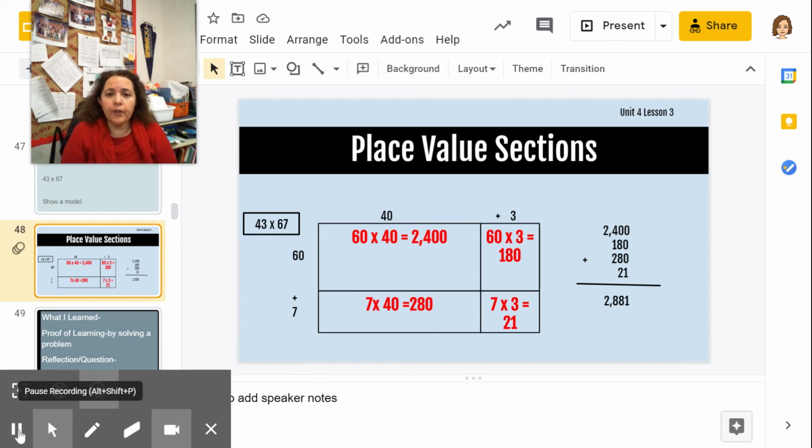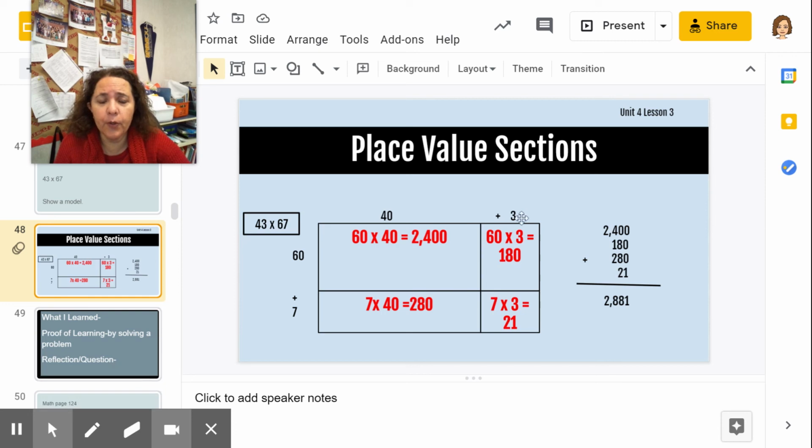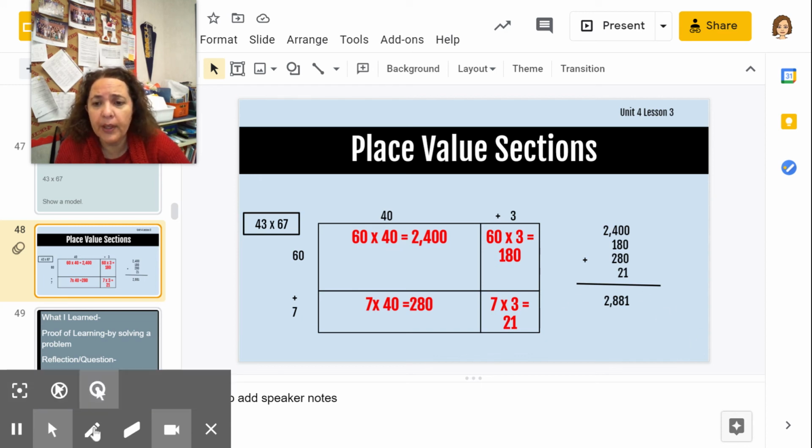All right, so here's our solution. I broke apart the 43 into a 40 plus a 3. Hopefully you did the same thing. And then I broke apart the 67 into a 60 and a 7. And it doesn't matter if you put the 60 and the 7 up here and the 40 and the 3 here. You should end up with the same answer regardless of where you put them. You'll still come up with the same answer.